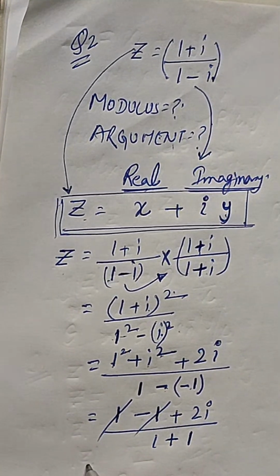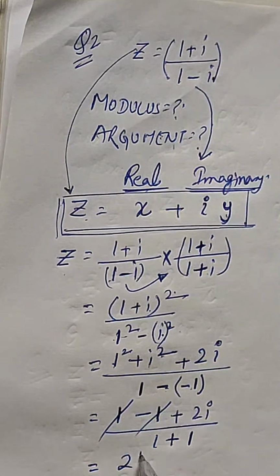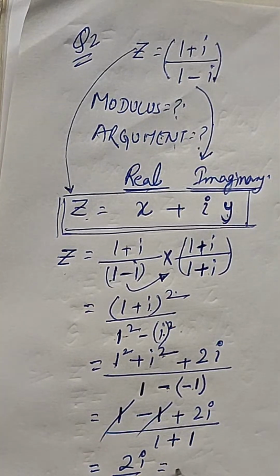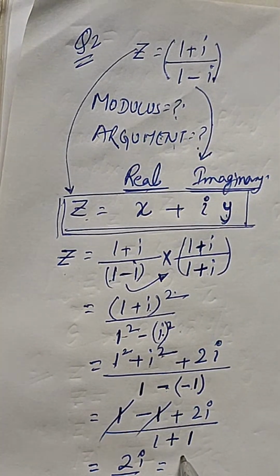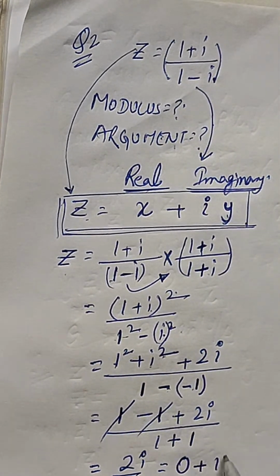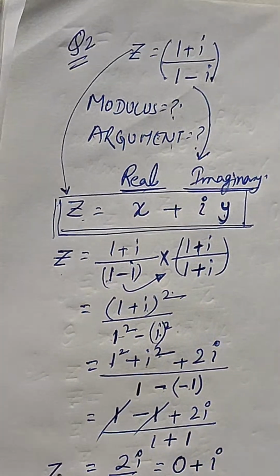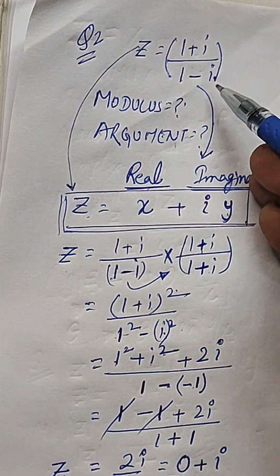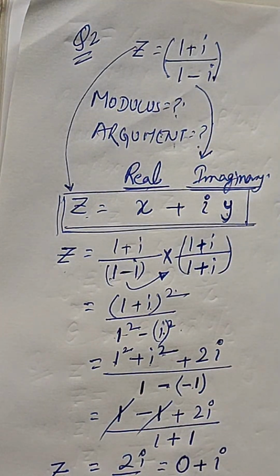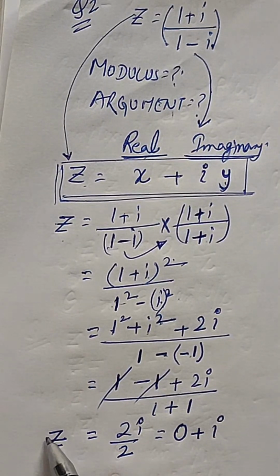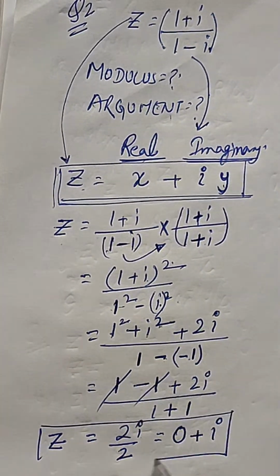And we are left with 2i divided by 2, right? Which can be written as 0 plus i, because only i remains. So the complex number z equal to (1 plus i) by (1 minus i) can be represented in its standard format like this, z equal to 0 plus i.